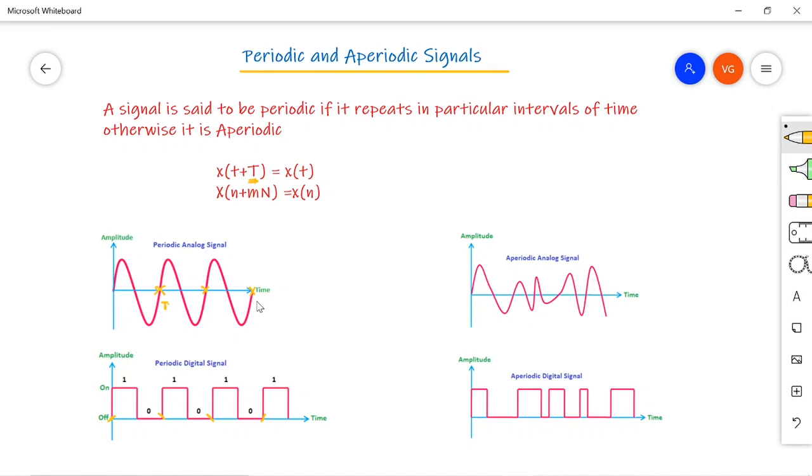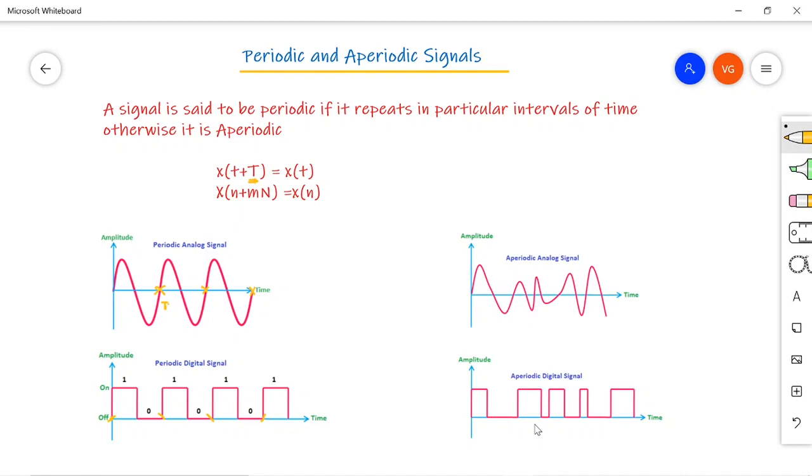Now coming to example 2 here, the signal is randomly varying. So this part of the signal, nowhere is it repeated after a particular interval of time. Then such type of signals we call aperiodic signals. So this is the example of a periodic analog signal, and this is showing a periodic digital signal.